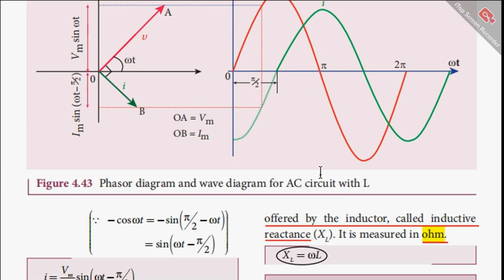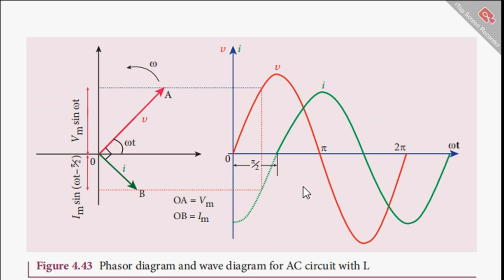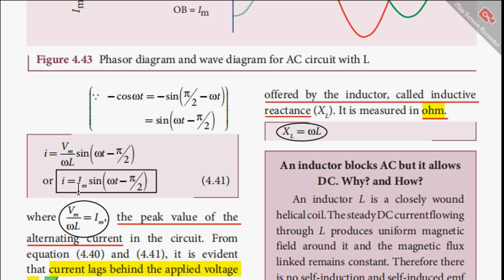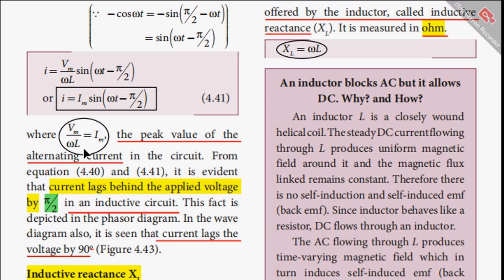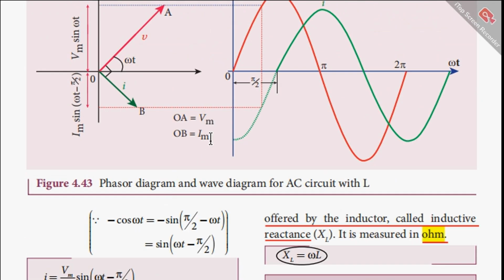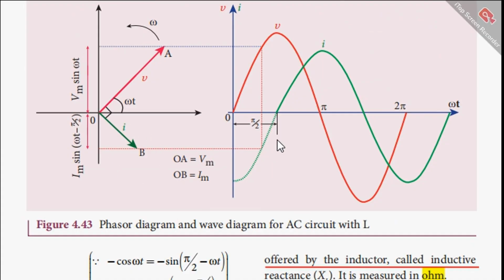And here this is the phasor diagram and wave diagram for an AC circuit with only an inductor. So the expression for the instantaneous value of current I is given by Im sin omega t minus pi by 2, where Vm by omega L is given by Im, the maximum value of current. That's called the peak value of the alternating current in the circuit. From the above equations, we see that the current always lags behind the applied voltage by pi by 2 in an inductive circuit. So that is depicted in this phasor diagram here, and this is called the wave diagram.